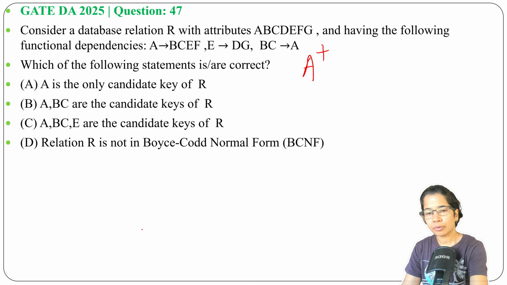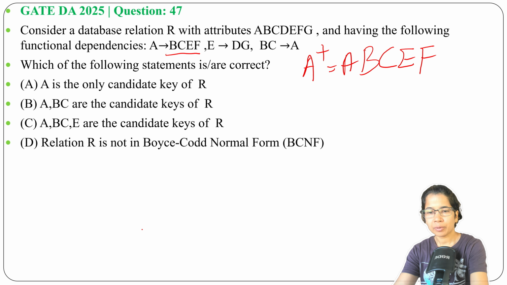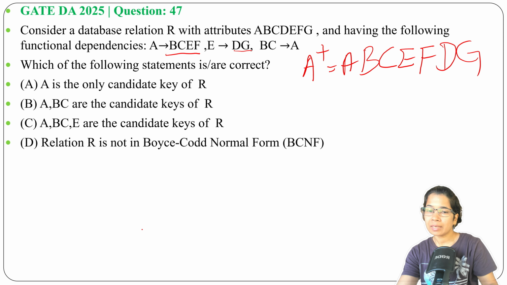A positive closure, that will be A. From A, we get B, C, E, F. Now from B, C, A is already there. From E, we get D, G. So we are able to generate A, B, C, D, E, F, G, all the attributes. Hence A is a candidate key. But in the option it's written A is the only candidate key. Let's check whether there is any other candidate key available or not.